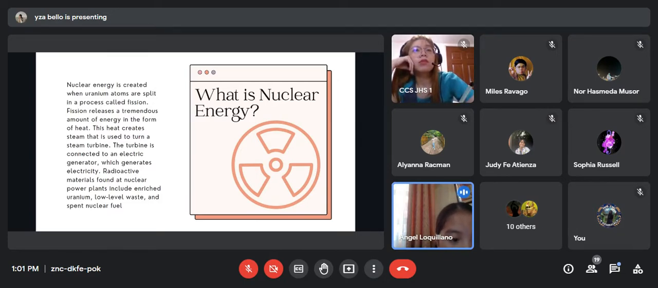Radioactive materials found at nuclear power plants include enriched uranium, low-level waste, and spent nuclear fuel.